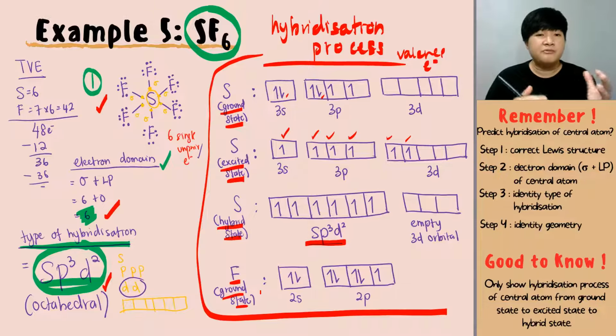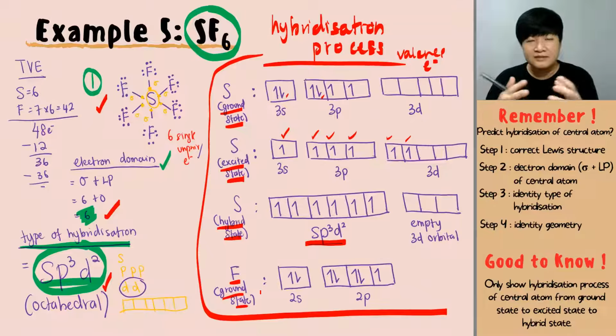Simple. There will be more examples in other videos talking about the central atom having a lone pair or the central atom having a double bond. So make sure you check out the other videos and try to do the other examples.